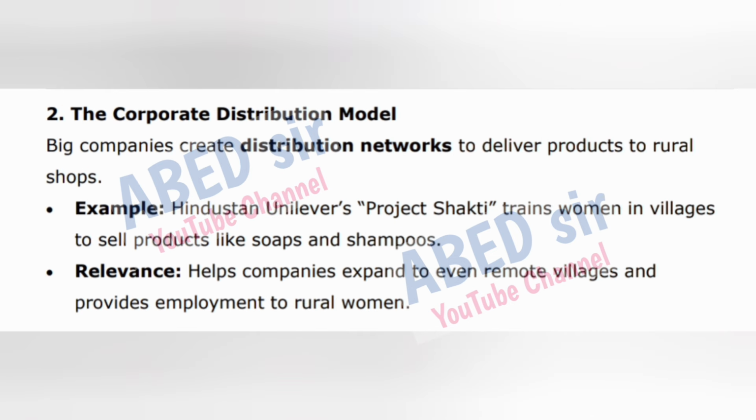2. The corporate distribution model. Big companies create distribution networks to deliver products to rural shops. Example, Hindustan Unilever's Project Shakti trains women in villages to sell products like soaps and shampoos. Relevance, helps companies expand to even remote villages and provides employment to rural women.